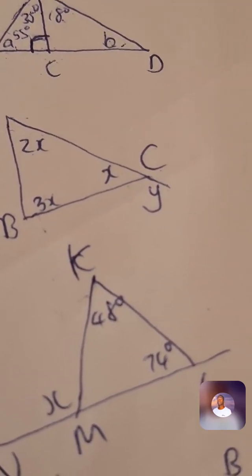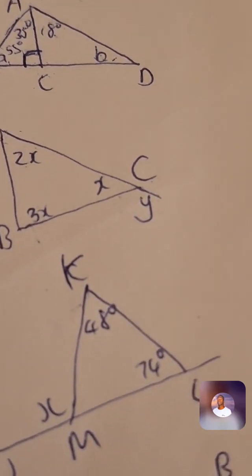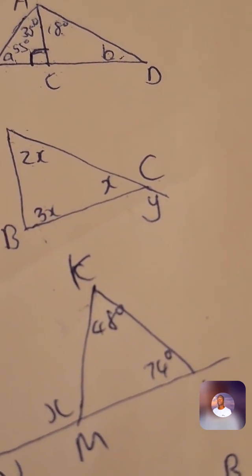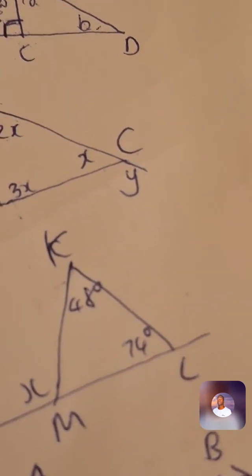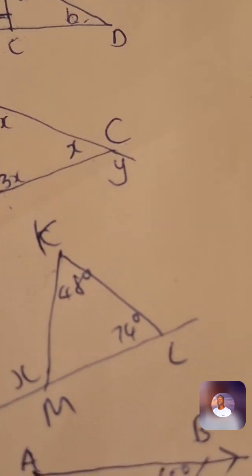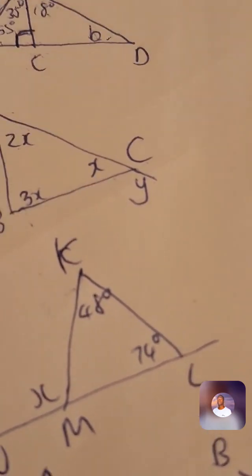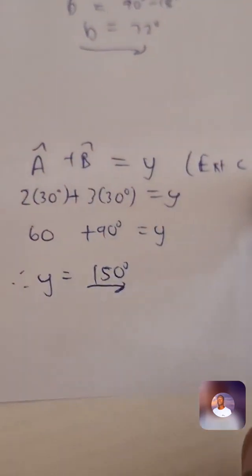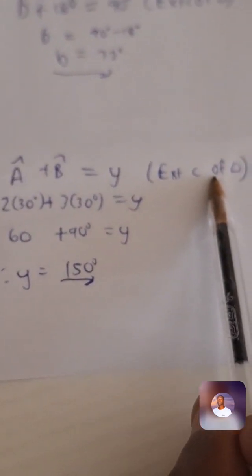You can see our friend here is very, very swift. Therefore, y is equal to 150. That's one way of doing it. So we could use the exterior angle of a triangle.